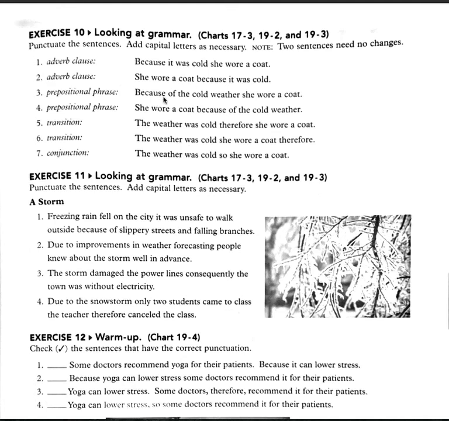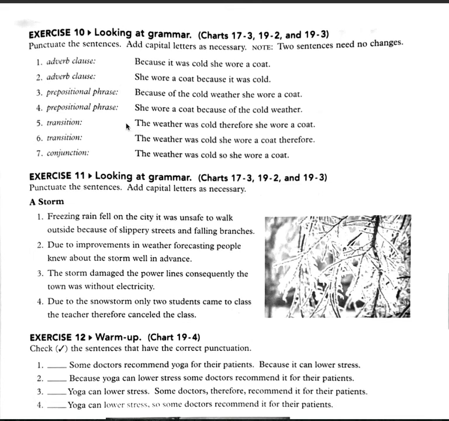Prepositional phrase. Because of the cold weather, she wore a coat. So you say, because of the cold weather, comma, she wore a coat. Because the prepositional phrase comes before the main clause. Number 4, she wore a coat because of the cold weather. The main clause is first, therefore no commas necessary. So number 4, no change.